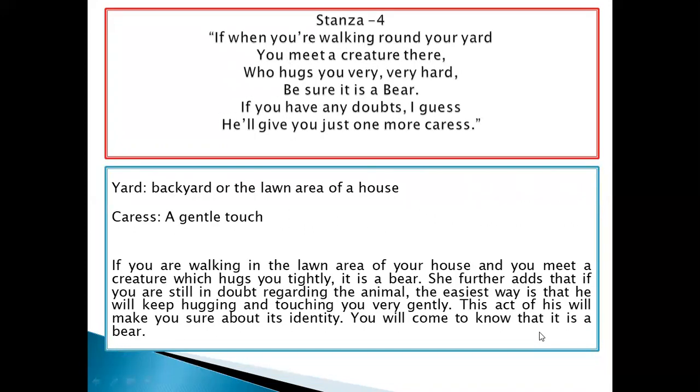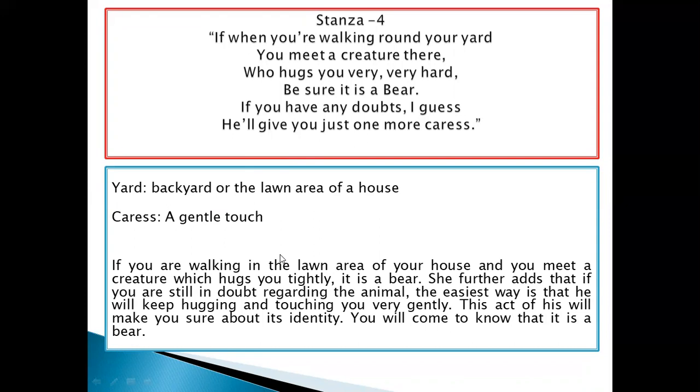Now in the fourth stanza: "If when you are walking round your yard, you meet a creature there who hugs you very, very hard, be sure it is a bear. If you have any doubts, I guess he will give you just one more caress." Yard means a backyard or the lawn area of your house. Caress means a gentle touch. So if you're walking in the lawn area of your house and you meet a creature which hugs you tightly, then it is none other than a bear.